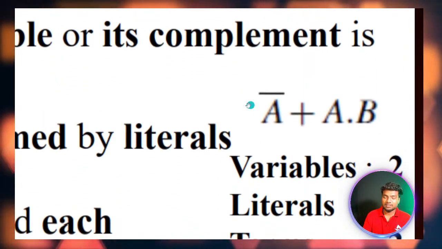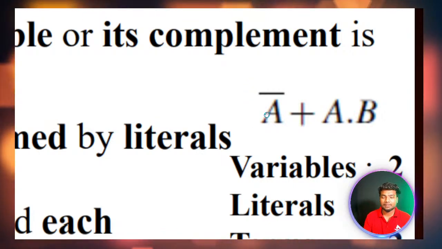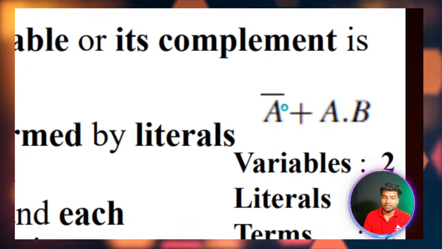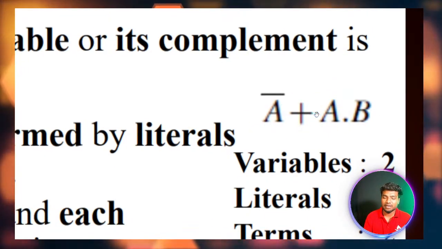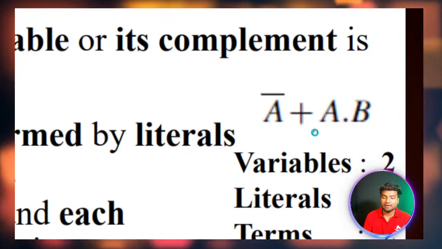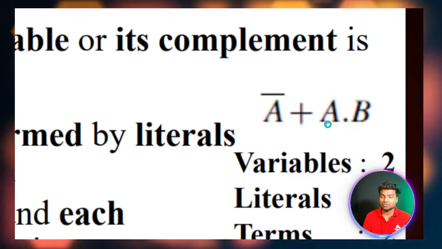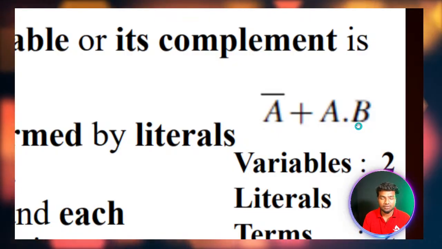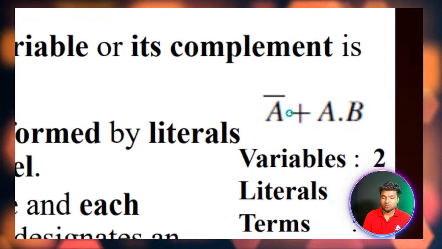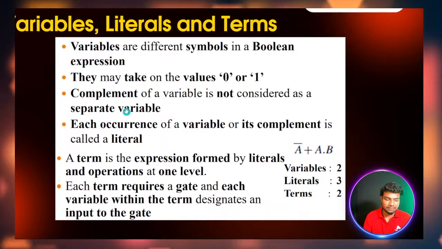Here, for example, assume y is a function, so y equals a complement OR a AND b. This is one equation, one expression. It has only two variables, a and b, but a complement is the complement of a, so I can treat it as a literal. So a is one literal, b is one literal, and a bar is also one literal. The complement of a variable is also one literal. We can see this in this example.